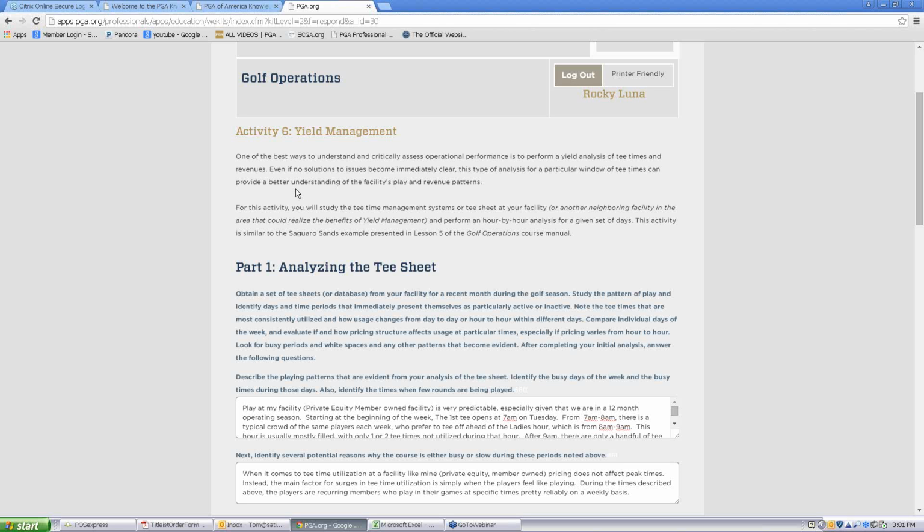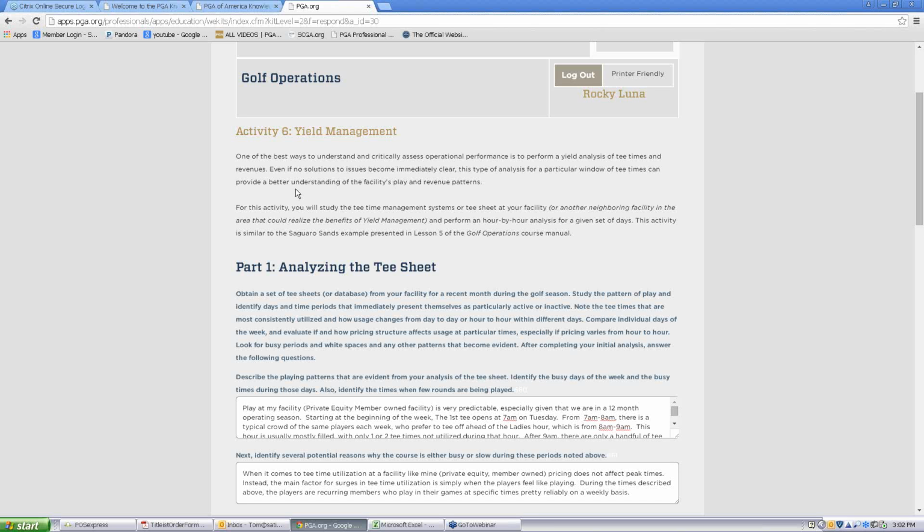For this activity, everyone who's doing this will have to study their tee time management systems or tee sheet at your facility and perform an hour-by-hour analysis for a given set of days. This activity is similar to the Saguaro Sands example presented in Lesson 5 of your golf operations course manual.